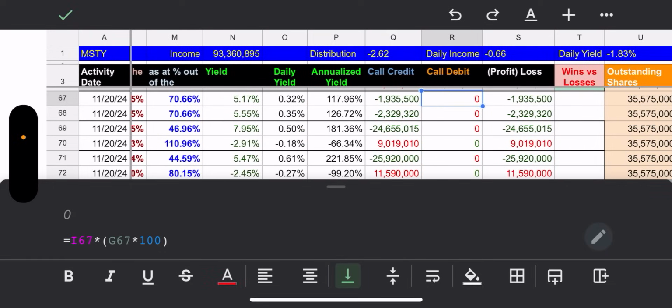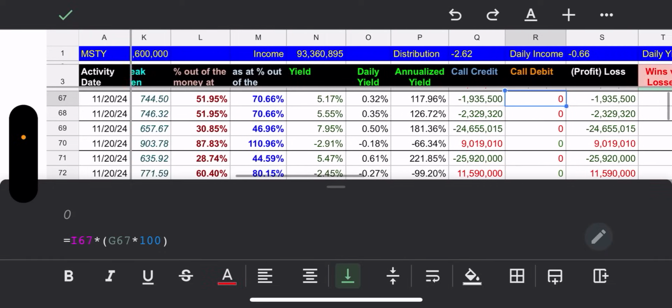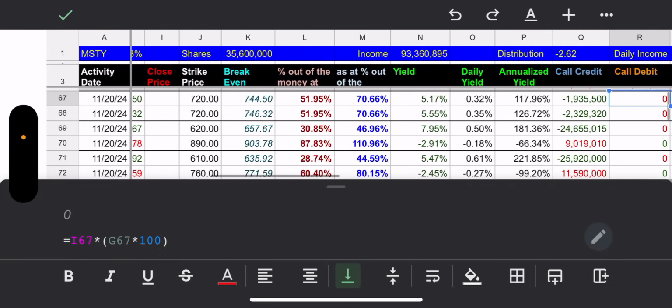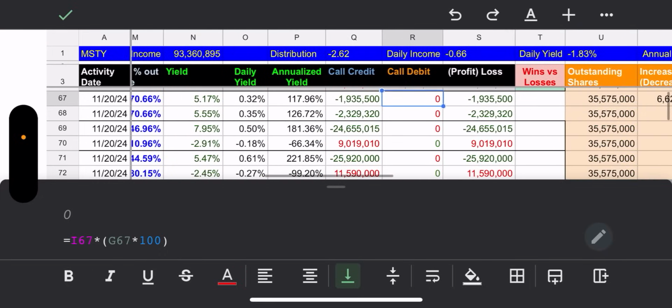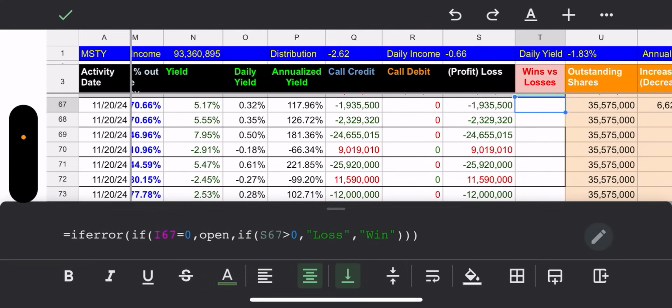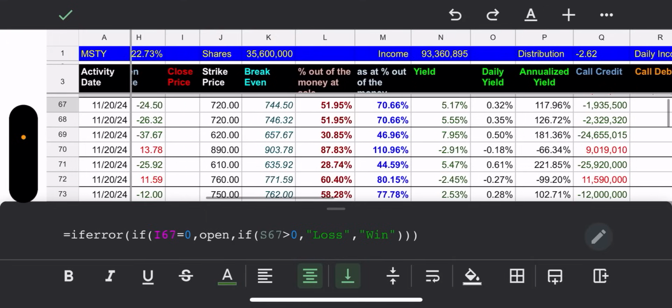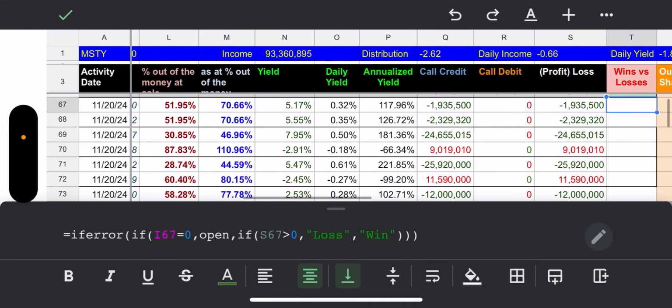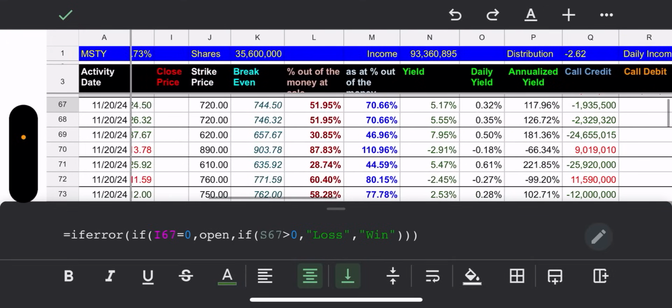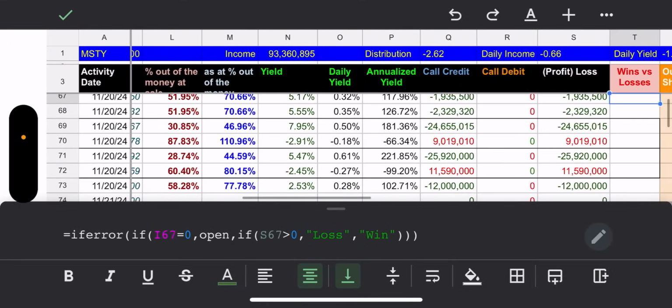Same thing with the call debit. It does the same exact thing, except it multiplies it by the close price, okay? And then profit loss, it just adds the two together. And then win loss, it basically says, it only fills in when there's an actual value on I-67, which is close price. So as I said, every trade has to have a close price when all said and done.